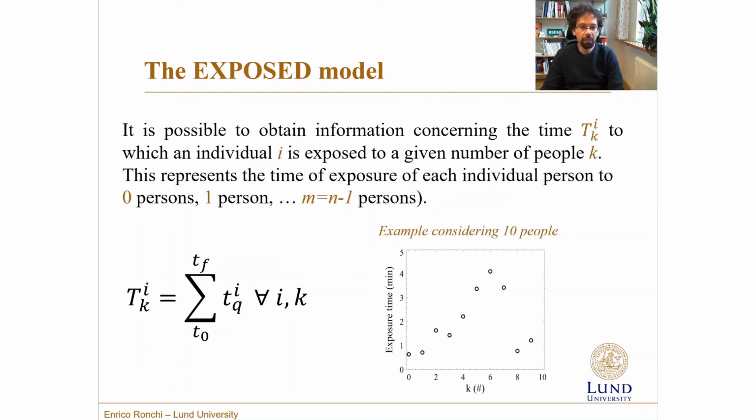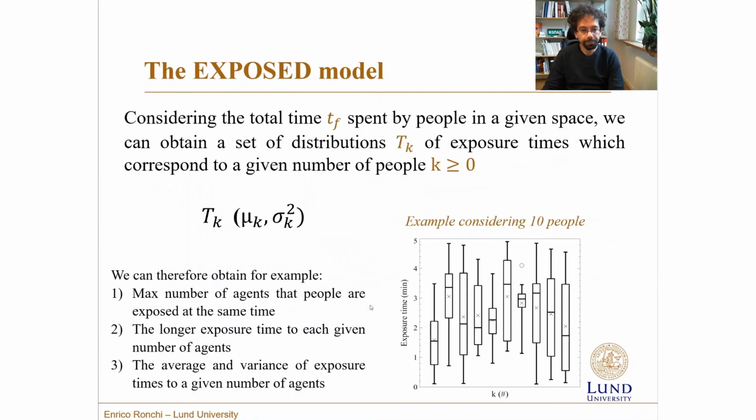And starting from that, we can do some assessment of exposure based on any of the assumptions that we have seen before, or other assumptions, which basically means we can obtain the information on the time to which an individual is exposed to a given number of people, k. So in this example, if I have 10 people, I can be exposed to max 9 individuals, and I can read the exposure time from a crowd evacuation model. And then if I look at the total time spent by people in a given space, we can obtain a set of distribution of exposure times, which corresponds to a given number of people.